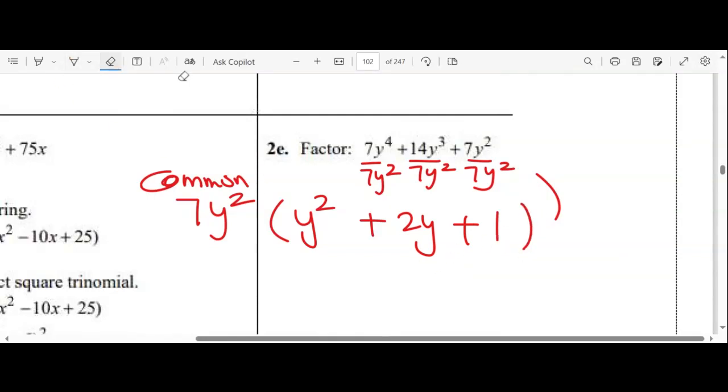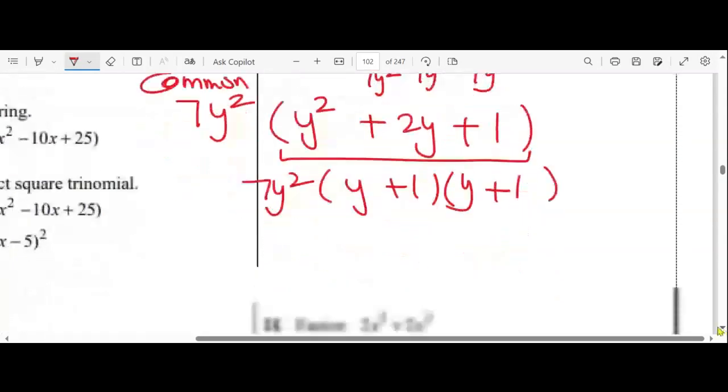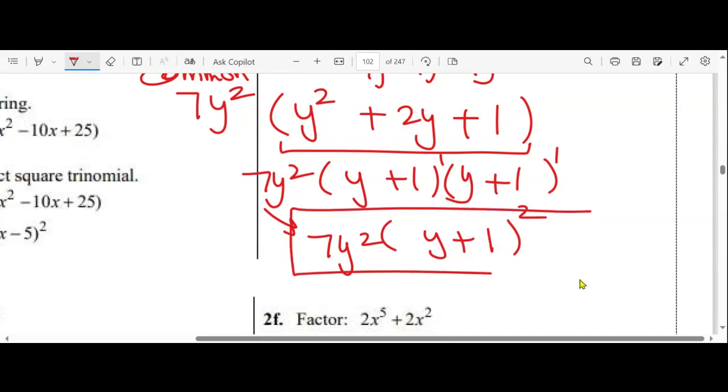Correct? Yes. Now, can you factor this one? Yes. What do you get? Y minus 1, y plus 1. Do you have the same bracket here? So you get y plus 1, all what? Squared. Don't forget the 7y squared. That's your final answer. Easy? Yes.